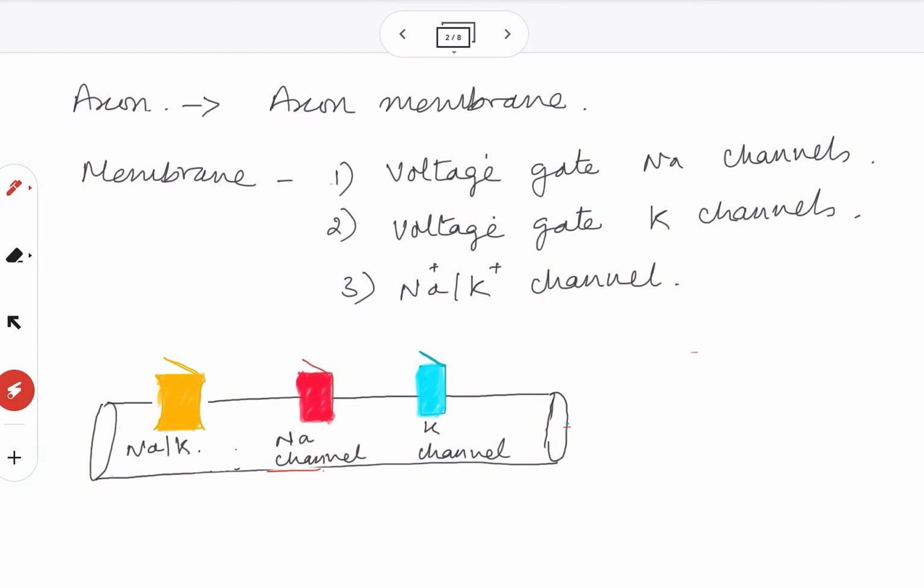Now, if you see the axon, we have various gates and channels on the axonal membrane. So this is the sodium potassium pump. It allows influx and efflux of both sodium and potassium ions. This is the sodium channel, voltage gated. It allows influx and efflux of sodium ions only. And this is the potassium channel for movement of potassium ions.